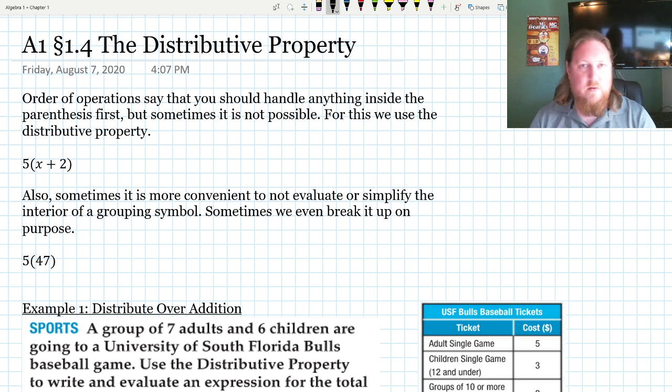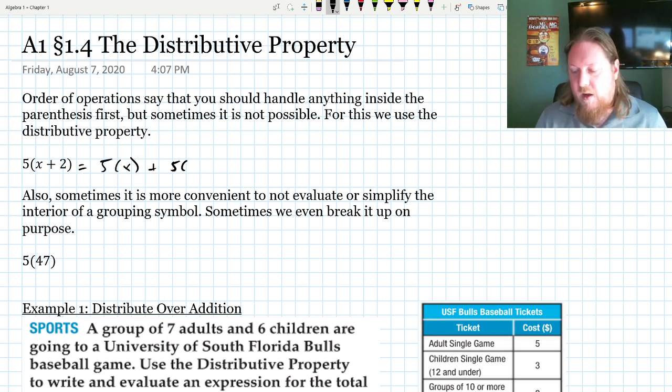You can see here in this little example, I've got 5 times the quantity x plus 2. Quantity is just how I tell you about parentheses. So I could say 5 parentheses x plus 2 parentheses, that's descriptive of how to write it out, but it doesn't tell you about the expression itself. So 5 times the quantity x plus 2. I know I'm multiplying everything by 5. And what's really happening here is each of the parts is being multiplied by 5.